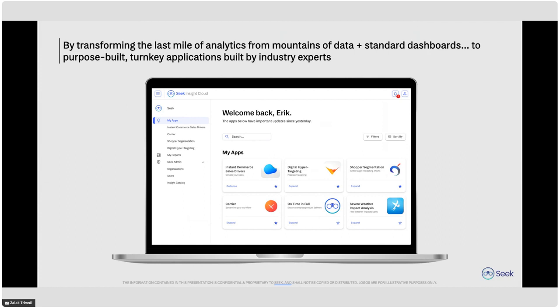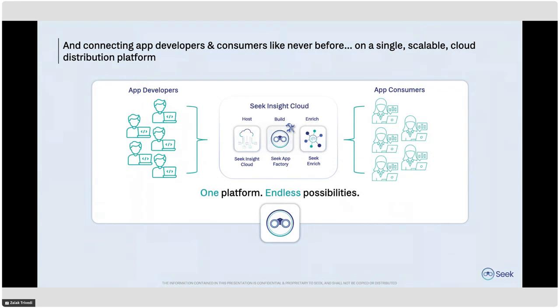And when we think about our platform overall, the goal here is to connect application developers, which you see on the left here, with application consumers on the right in a single platform. And that single platform in the middle is what we call Seek Insight Cloud. It has 3 main pieces of it. Seek Insight Cloud as the hosted, call it app store, the Seek App Factory in the middle that enables our teams and our customer teams to build applications rapidly and at scale.